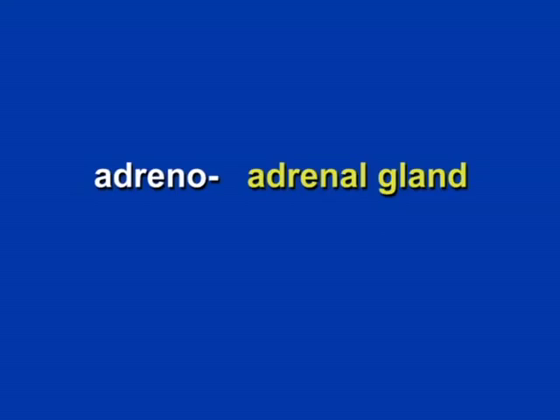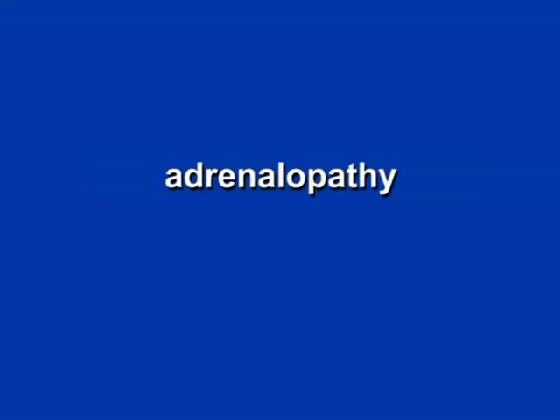Ovario refers to ovary. The medical term ovariocentesis contains two elements, ovario, which means ovary, and centesis, which means puncture. Ovariocentesis is a medical procedure which means puncture of the ovary. The element adreno refers to the adrenal gland. The medical term adrenalopathy, interpreted backwards, is any disease of the adrenal glands.